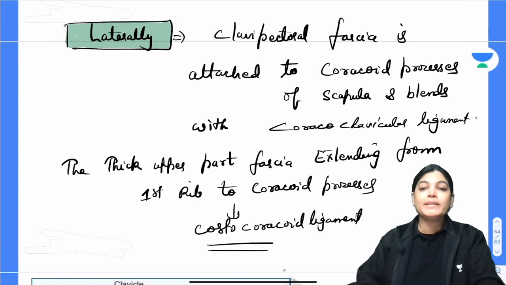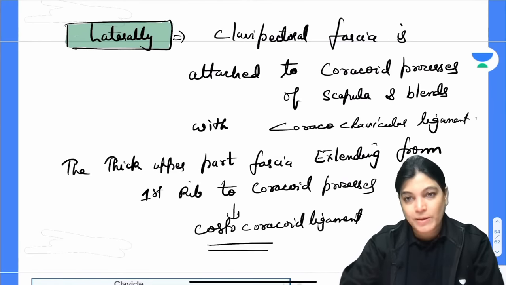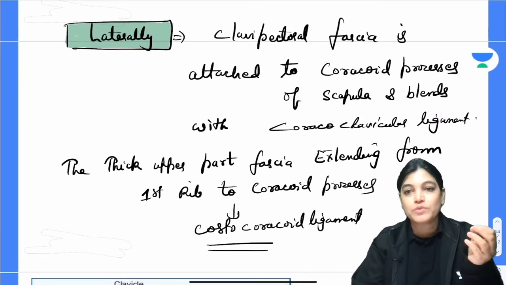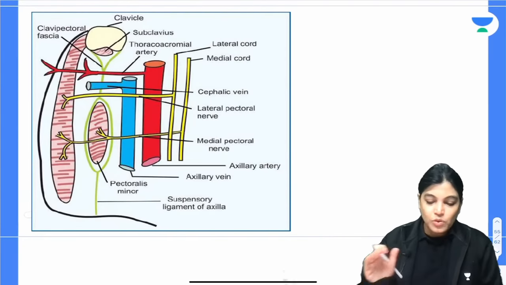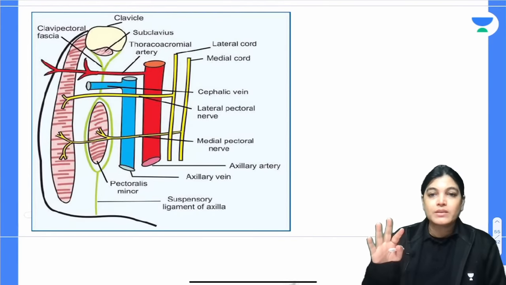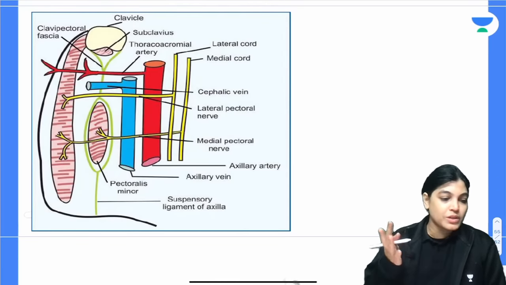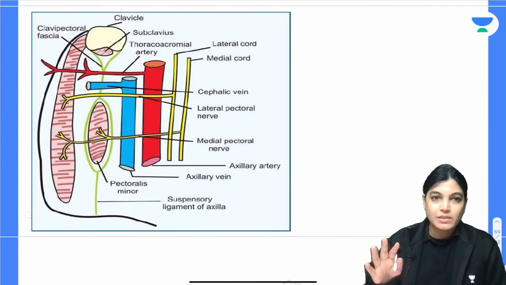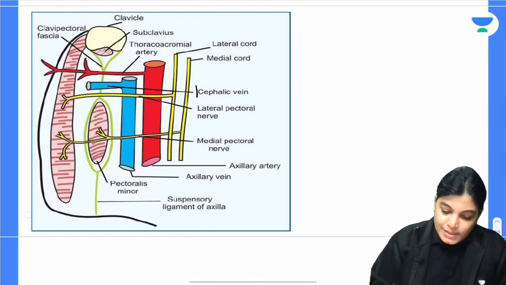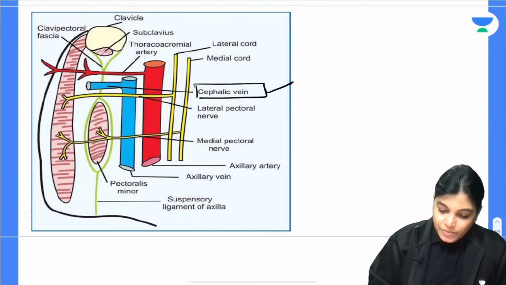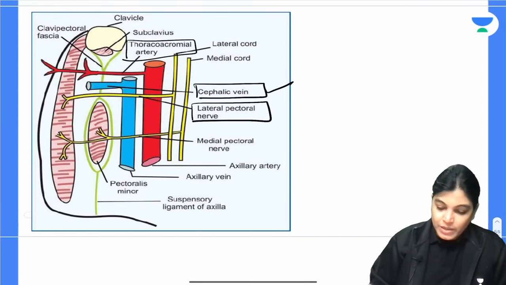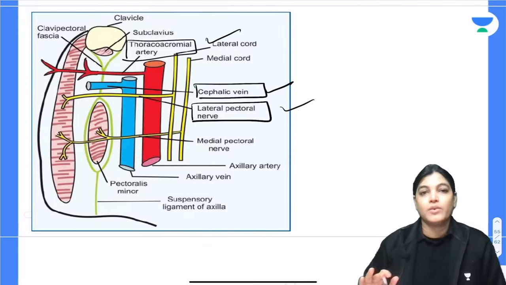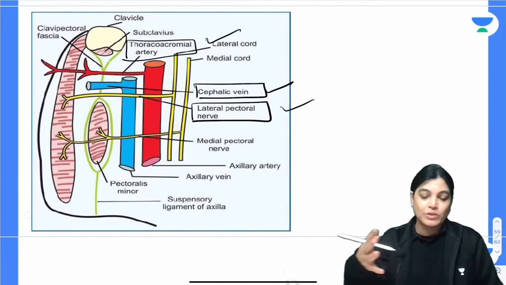Next, a very important point is to know the structures piercing the clavipectoral fascia. If you remember, in one of the diagrams I showed you the nerves and vessels piercing it. This is another schematic diagram. Actually, four structures are piercing. This can be asked as an enumeration question or an MCQ. One is the cephalic vein. One is the nerve, the lateral pectoral nerve. One is the artery, the thoracoacromial artery. And the fourth is the lymphatics. Okay, four structures pierce the clavipectoral fascia.